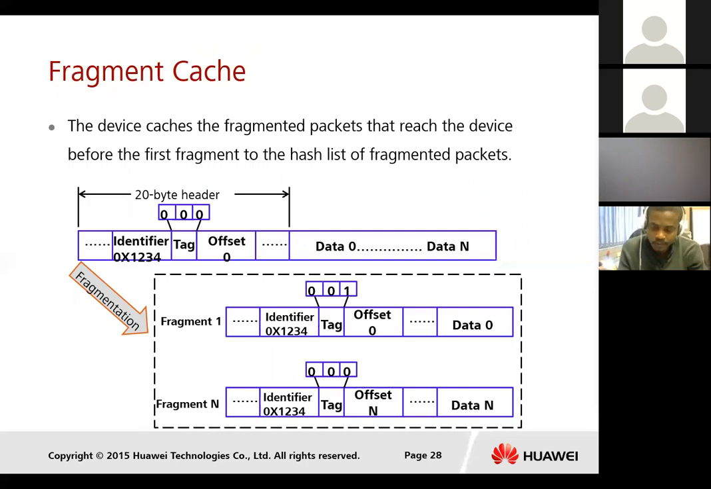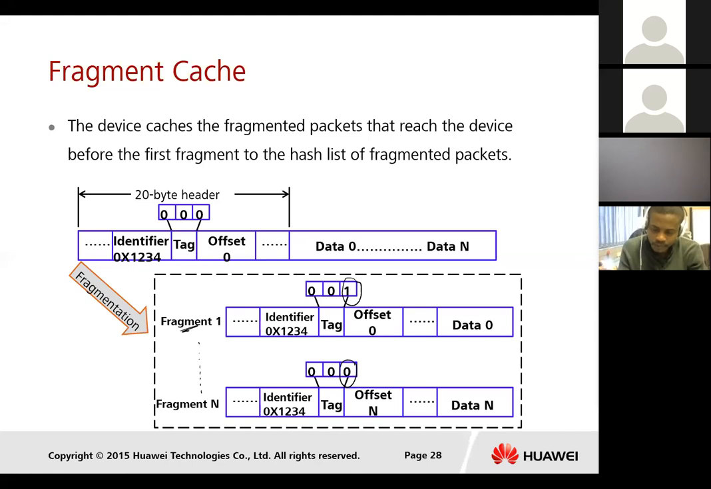Then the next one is on the fragment cache. The device caches the fragmented packet that reached the device before the first fragment to the hash list of fragmented packet. What it means is, normally when you have a fragmented packet, the tag will say this is fragment 1 to n, depending on how many fragmented packets have been defined. On a normal network device transmitting a packet, if the MTU configured is smaller, the packet is fragmented and then transmitted. They're going to be cut into small pieces, every single size will be 1005, and forwarded out.